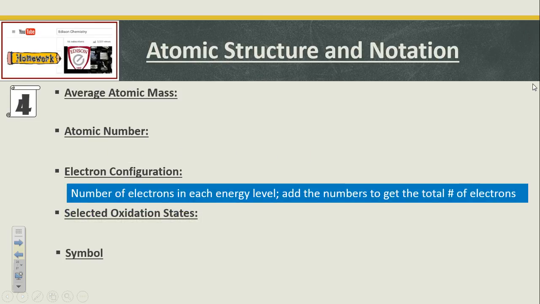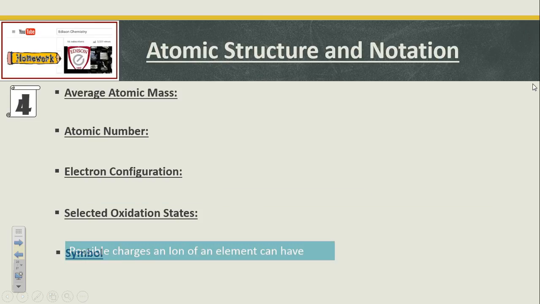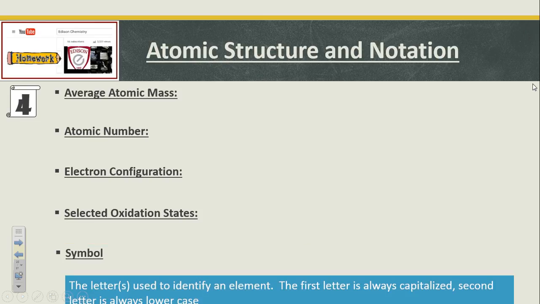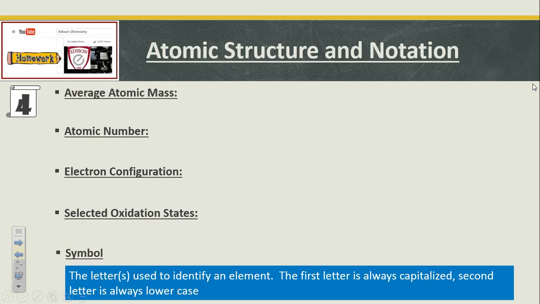The electron configuration is the number of electrons in each orbital or energy level, and you have to add the numbers up to get the total number of electrons. So you can count to figure out electrons usually. Selected oxidation states are the possible charges of an ion that an element can have, because there's only a few options for each. And sometimes only one. And the symbol, it's the letters used to identify an element. The first letter is always capitalized. The second letter is always lowercase.